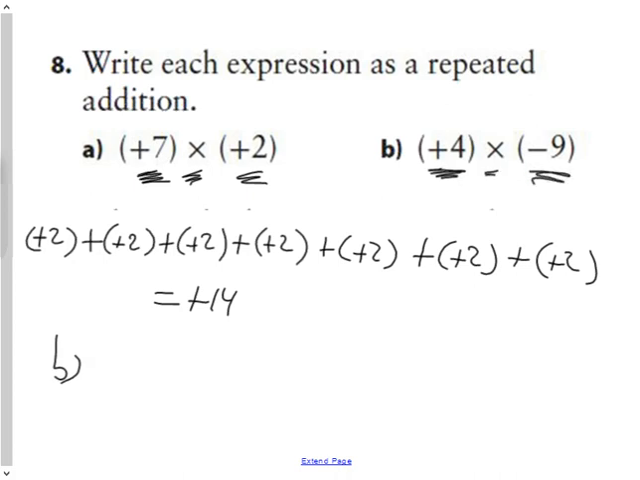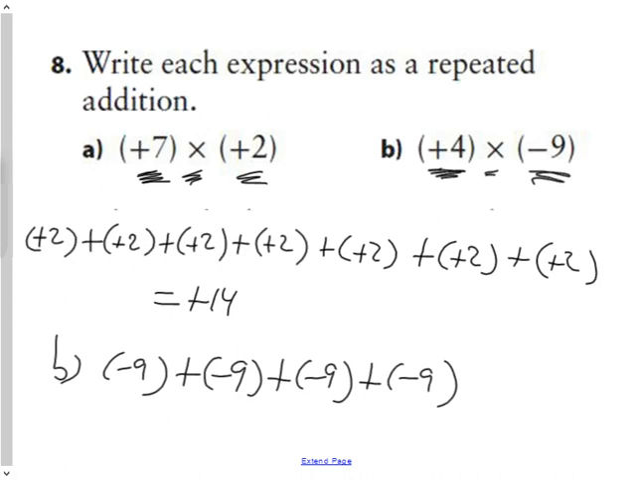In the second example, it says adding 4 groups of -9. So that's going to be one group of -9 added to another group of -9, added to another group, and added to a final group of -9. So in this case, adding 4 groups of -9 would look like that in repeated addition, and 4 -9s would be a -36 product. So +4 times -9 will result in a -36.